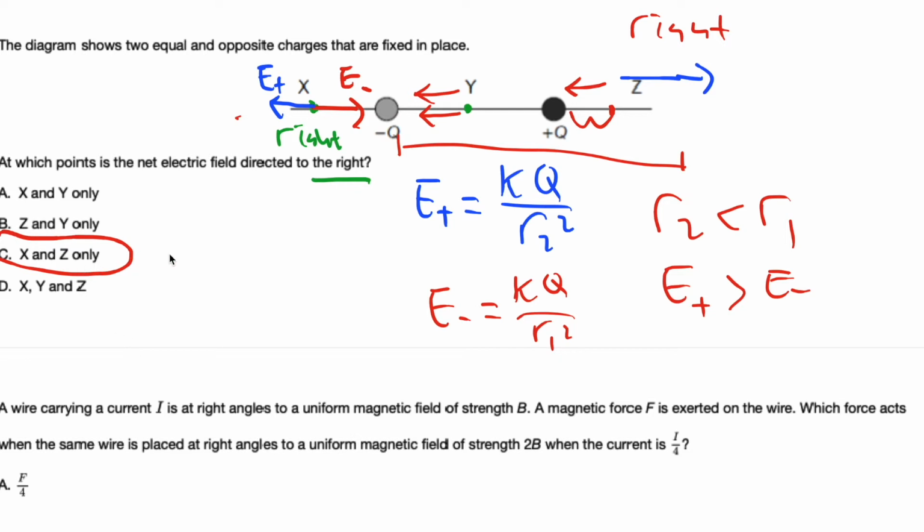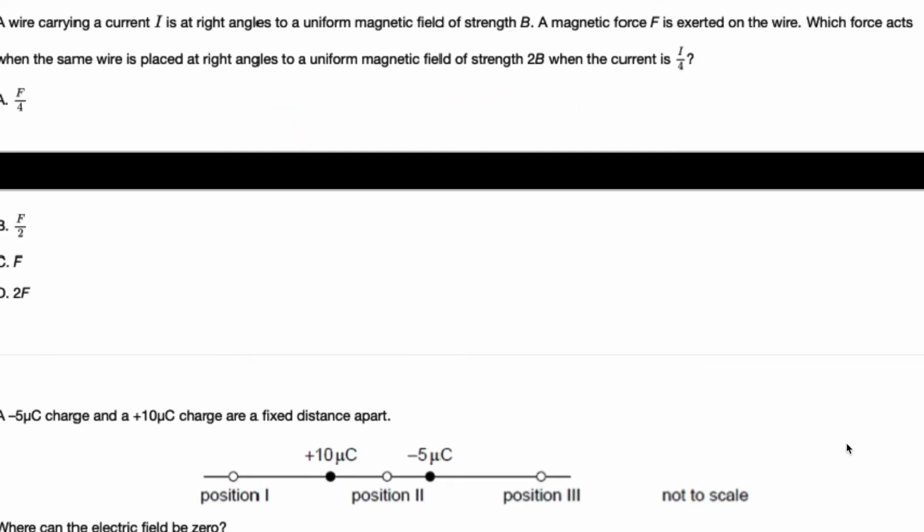Right. A wire carrying current I is at right angles to a uniform magnetic field of strength B. A magnetic force F is exerted on the wire. Which force acts when the same wire is placed at right angles to a uniform magnetic field of strength 2B when the current is equal to I over 4?